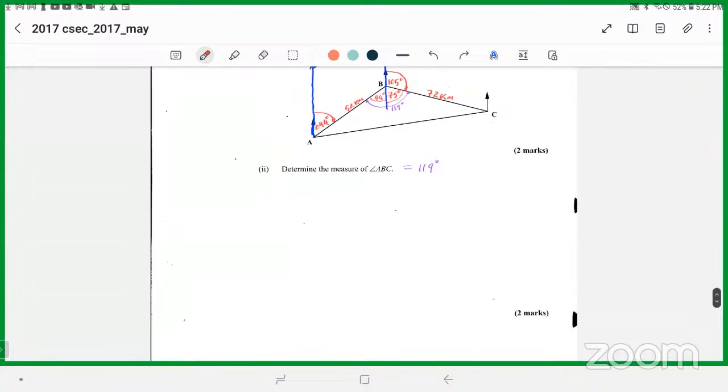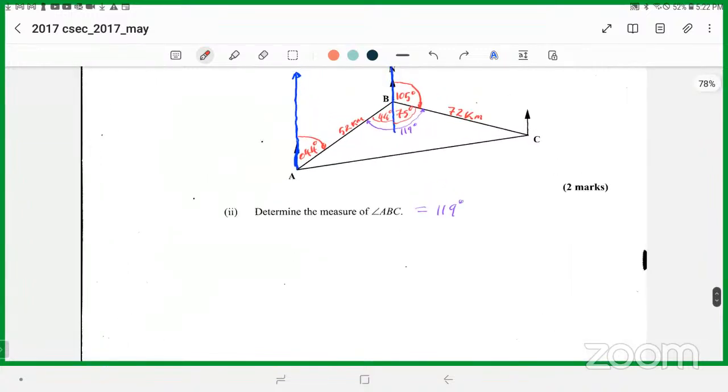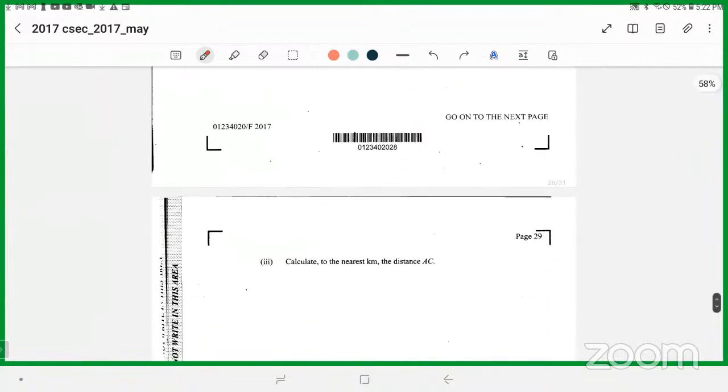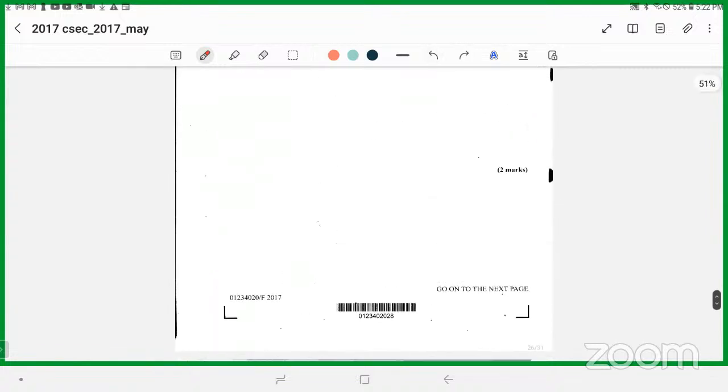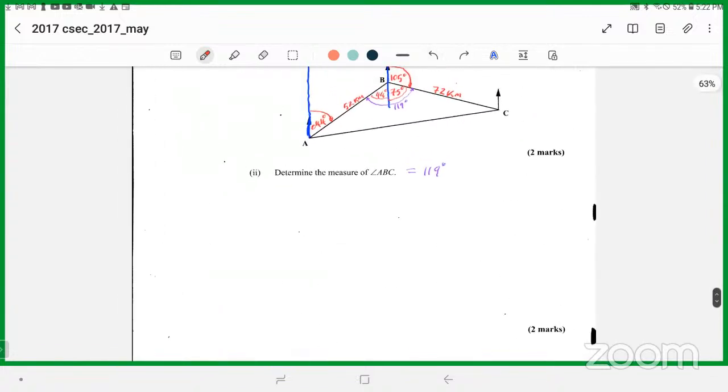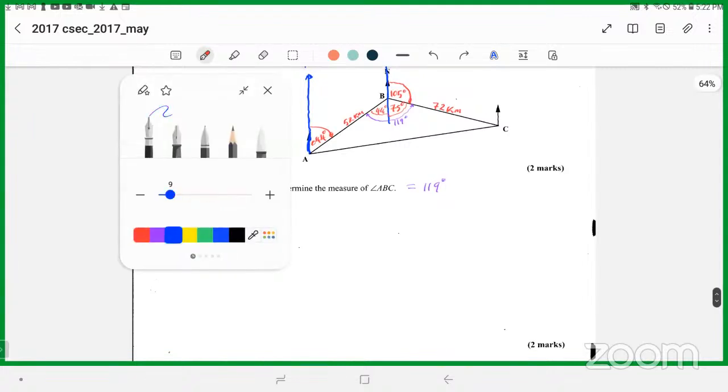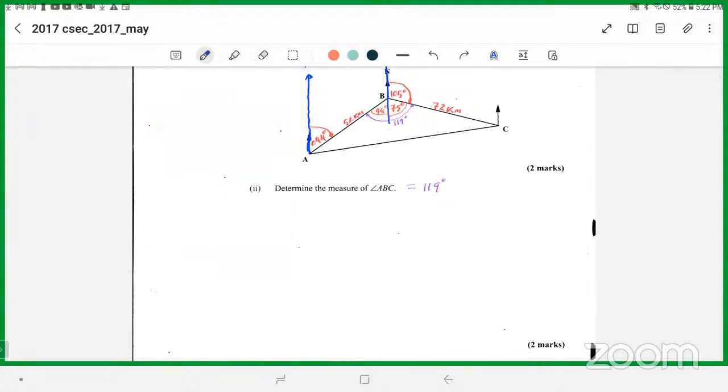And now that we have that angle, we can use cosine rule to find this side, which I'm sure they're going to ask us for, that distance AC. See there? The distance AC. So the nearest kilometer means that they don't put any decimal. They just give to the nearest whole number. So even though it's further down here, I'm going to put the calculation right here on this page where the diagram is located. So we're now using cosine rule.